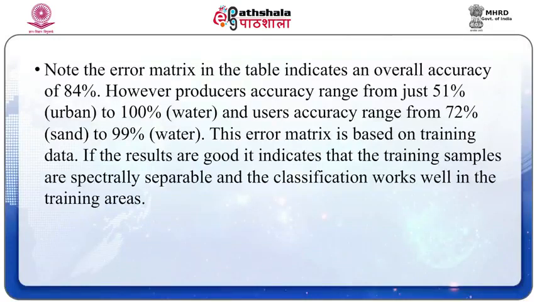Note that the error matrix in the table indicates an overall accuracy of 84%. However, producer's accuracy ranges from 51%, that is urban, to 100%, that is water, and user's accuracy ranges from 72%, that is sand, to 99%, that is water.